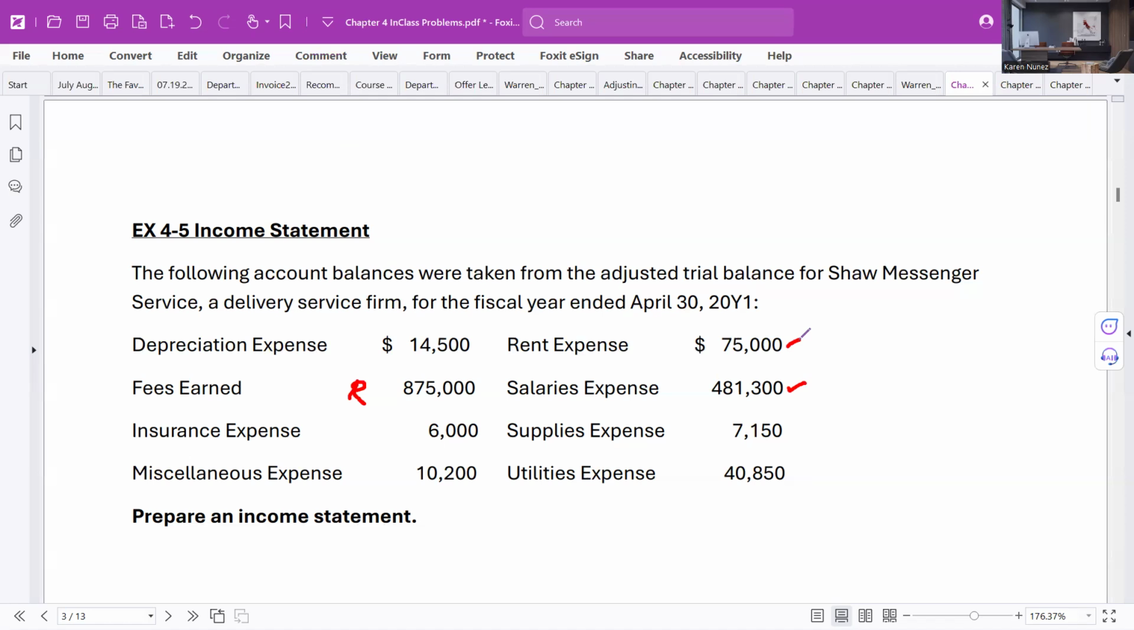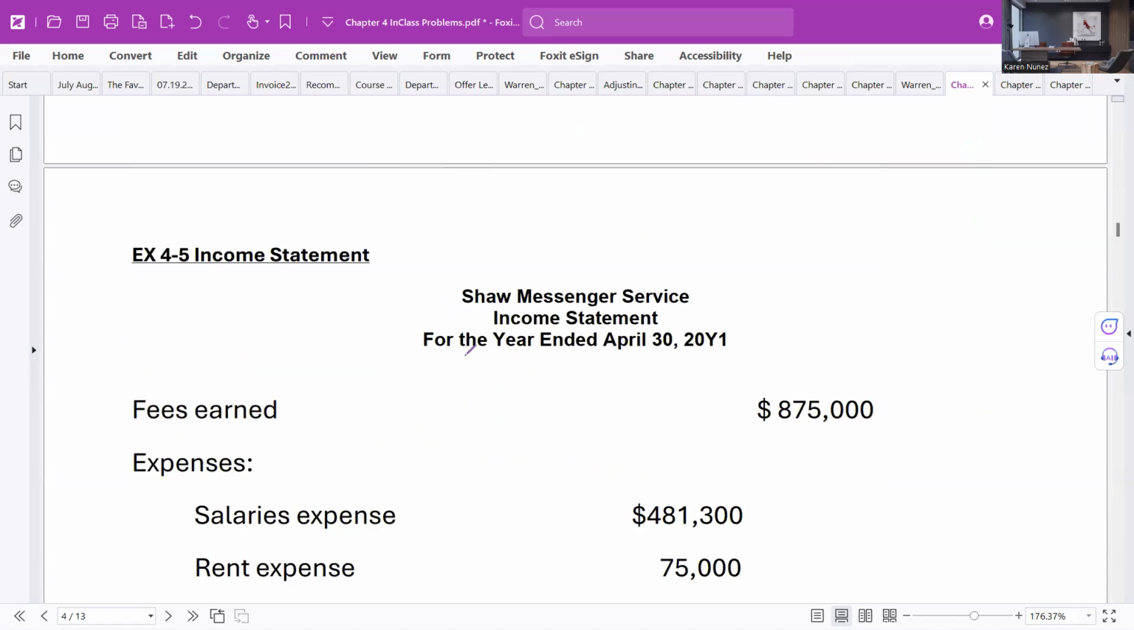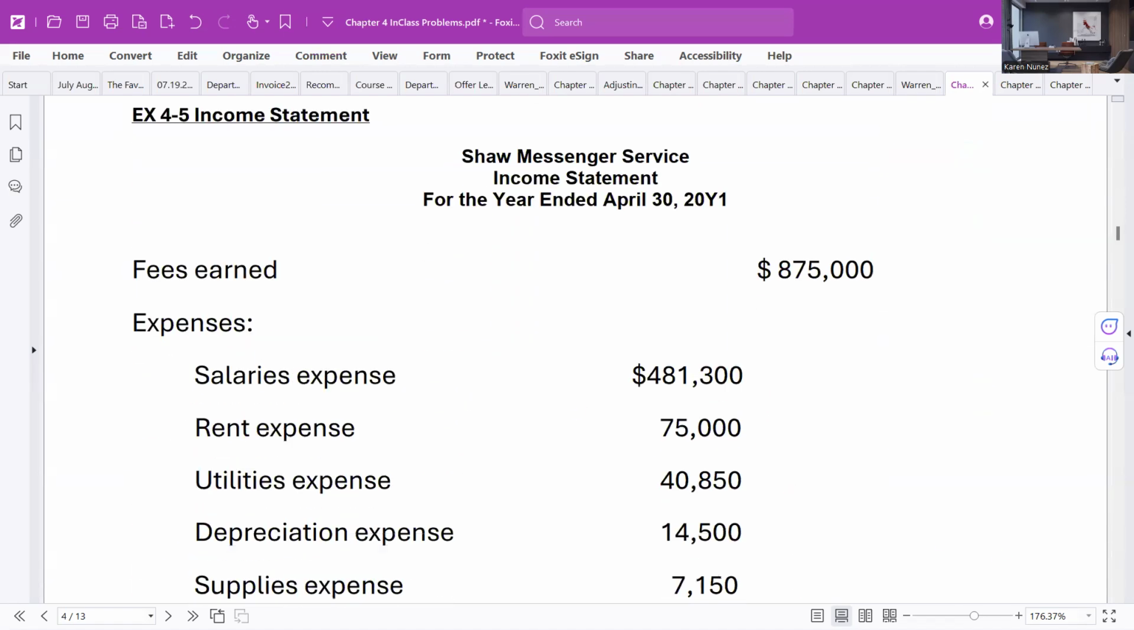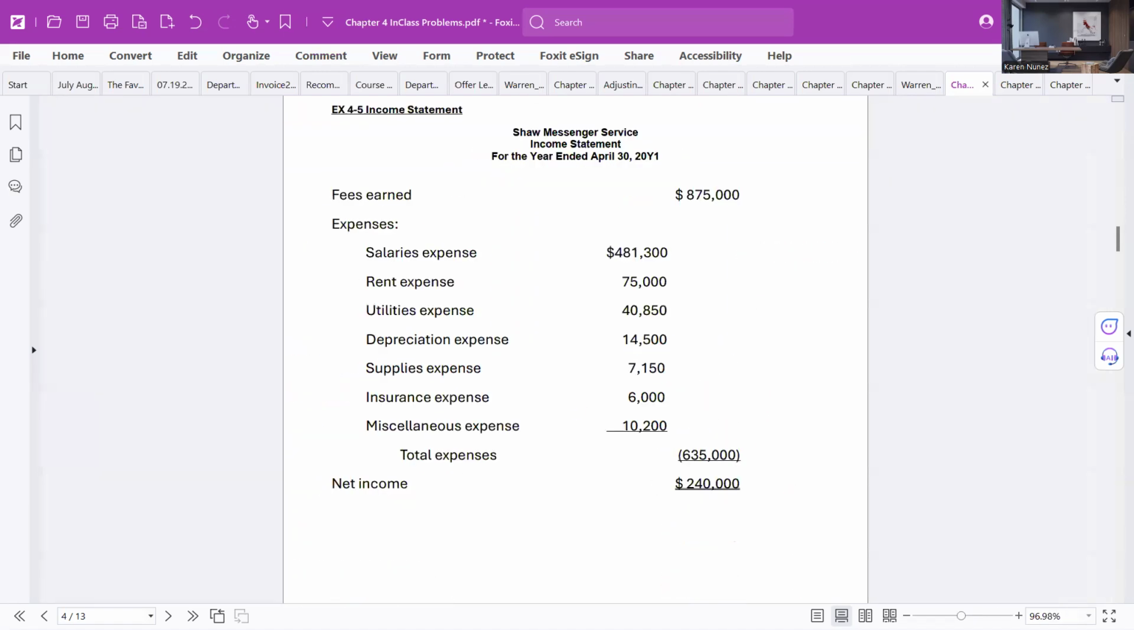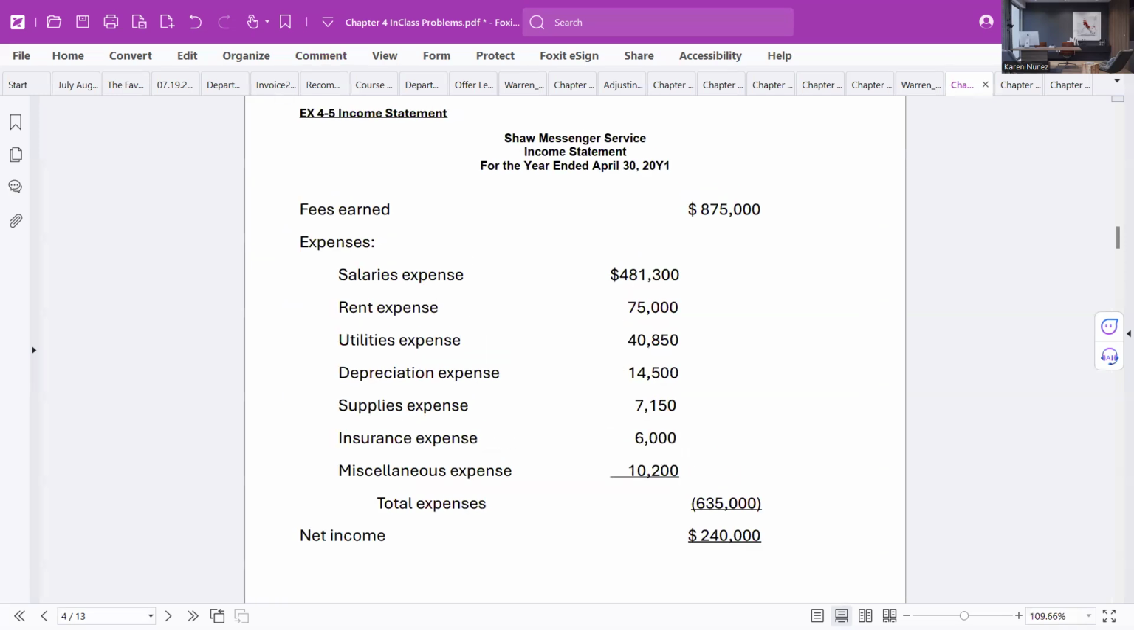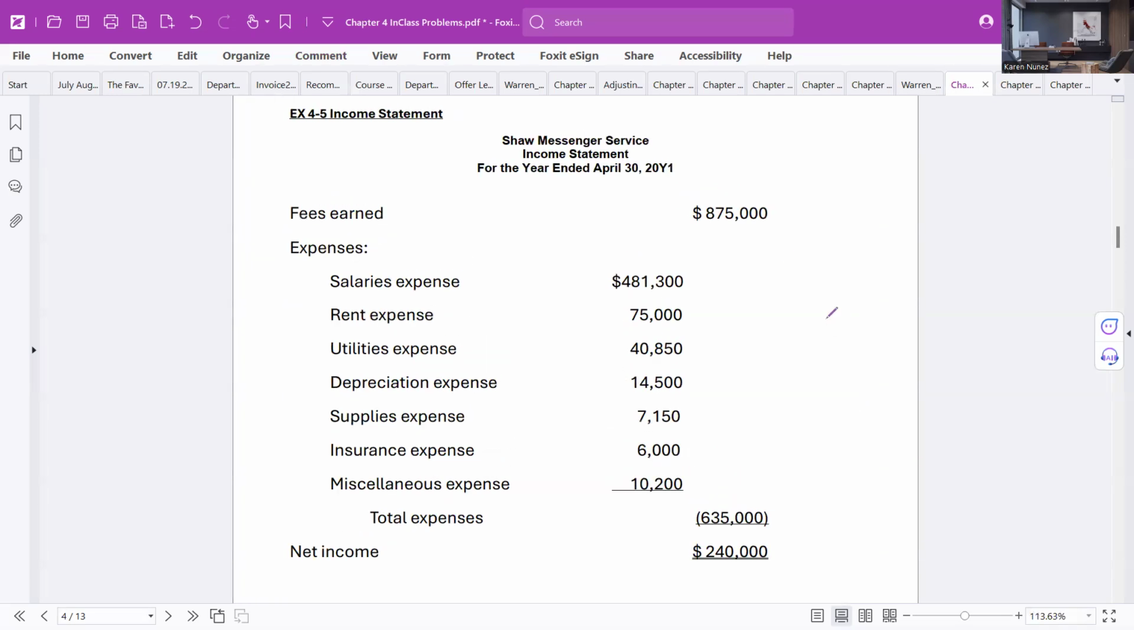I'm not going to type all this out. I have the solution below. Let's go ahead now and take a look at it. So this is our income statement, and I've done exactly what I just discussed. I started with the fees earned of 875,000, and then I've listed all of the expenses in order of magnitude. So notice it's from the largest, salaries, down to the smallest, which is insurance.